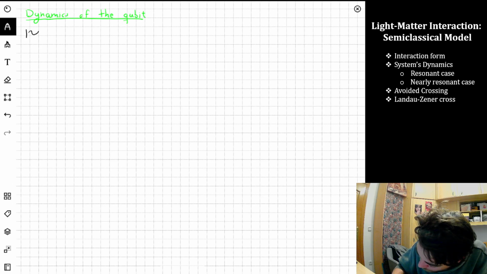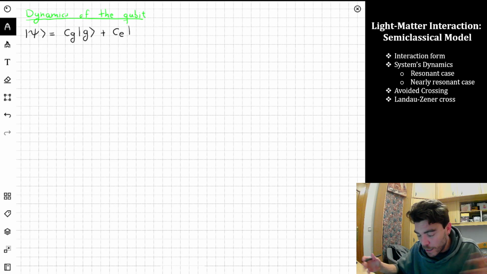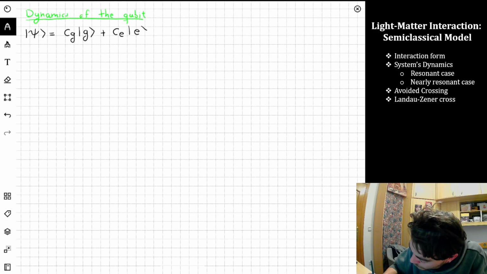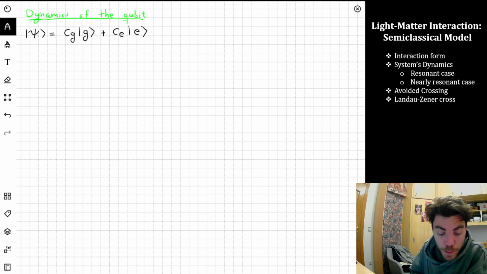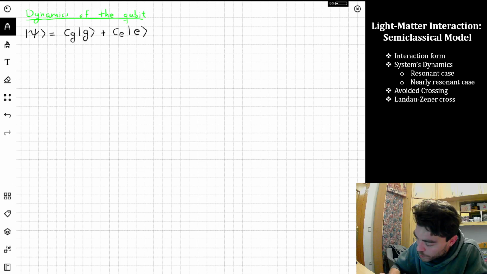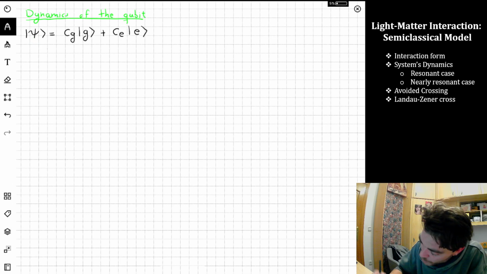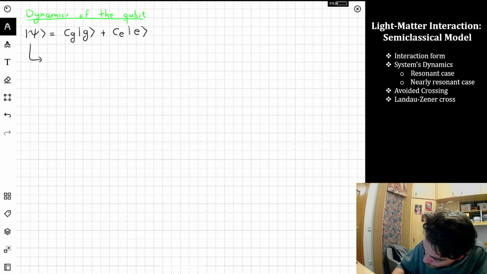So the state of the qubit can always be written in the eigenbasis, or in any basis, better said. In the eigenbasis it is trivially written, but we don't know the eigenbasis now because the Hamiltonian is not the atom Hamiltonian, it has an interaction term. But we can always write the state of the system in a basis, and this basis is very particularly well suited, because if this state psi depends on time, we are absorbing all the time dependence in the coefficients.